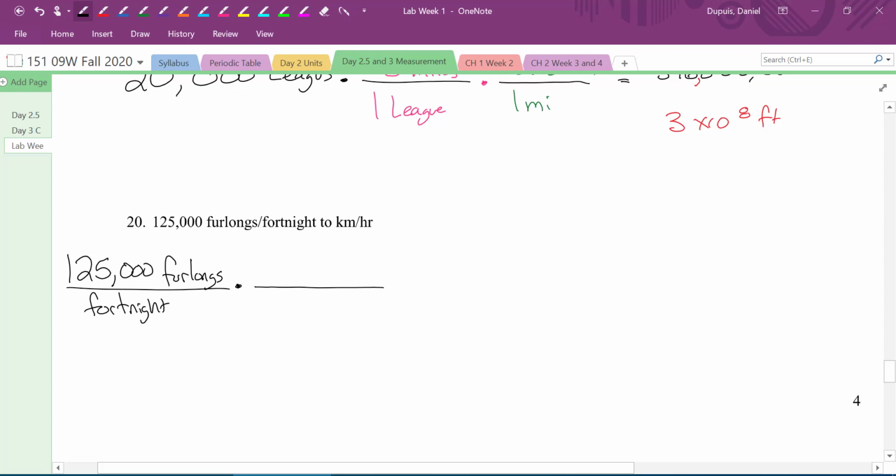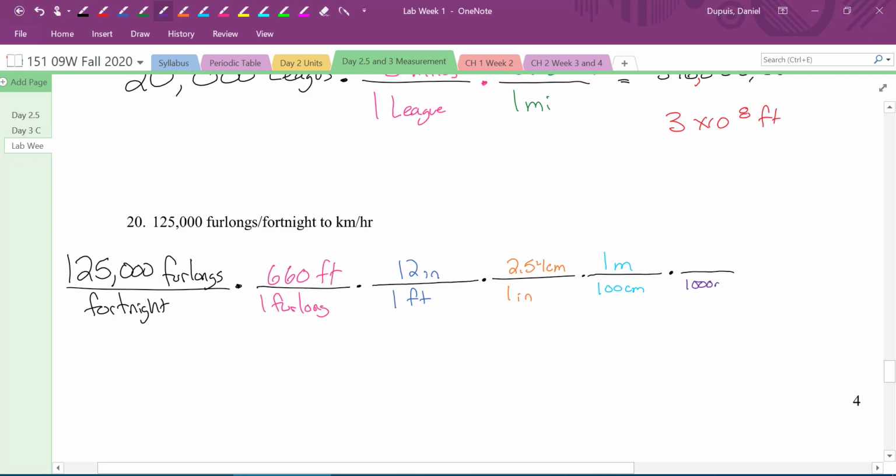Old units. So, what's a furlong? So, one furlong is 660 feet. Now, do you need to memorize that? No. You can always look it up. Okay. And I want to do this. All right. And now we know 1 foot is 12 inches. And then 1 inch is 2.54 centimeters. And 100 centimeters is 1 meter. And 1,000 meters is 1 kilometer. So there. So now we have kilometers.